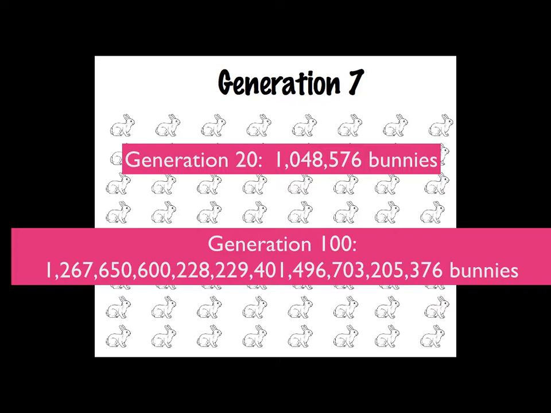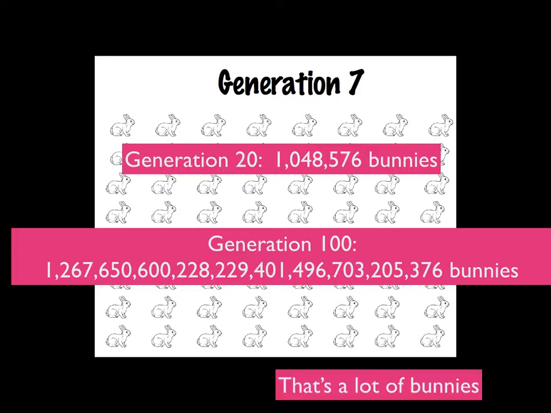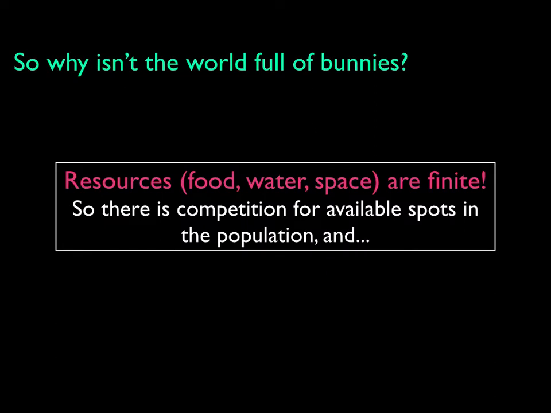Let's say there's a 2-year generational difference between rabbits, one to grow, and then you can reproduce. So 100 generations is only 200 years, and if every bunny was surviving and reproducing, the world would literally be full of bunnies, because that's a lot of bunnies. So our question is, why isn't the world full of bunnies?